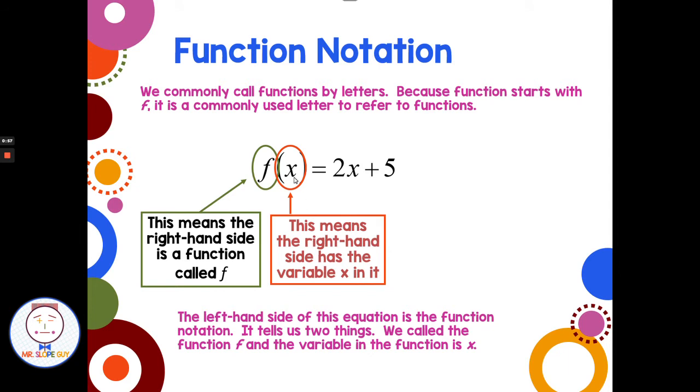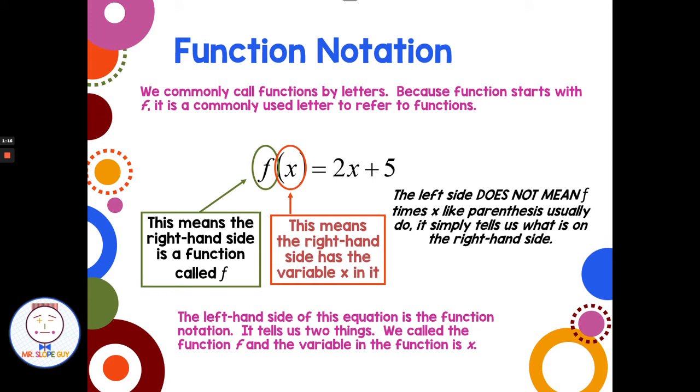And this X part just means, hey, on the other side of the equation, you're going to see the variable X being used on the right side. So there's nothing to solve on the left side. This is read F of X, where we're lettering the equation, and we are saying what variable is being used. It doesn't mean we're multiplying like parentheses normally tell you to do.